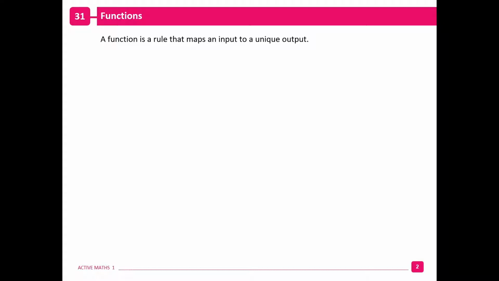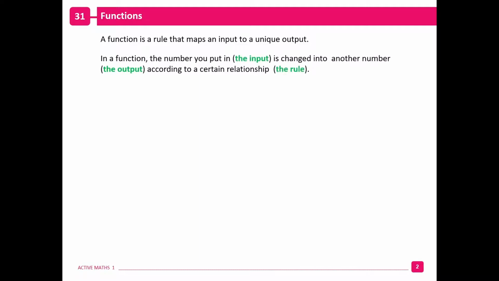Notice that we use the word maps. We refer to maps when we alter something. It appears in one particular format and then changes to another. And that will help us when we start to look at mapping diagrams later on in this class. In a function, the number that you put in, so we call that the input, is changed into another number, the output, according to that certain relationship, that rule, the calculation that we are undergoing as part of that function.